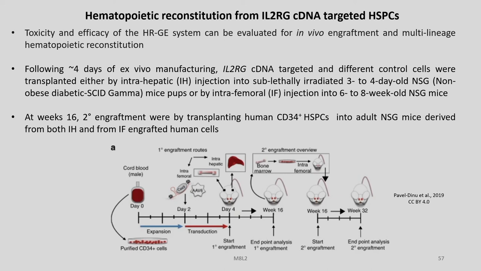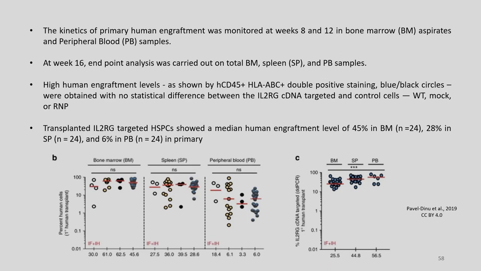At week number 16, which is the endpoint analysis of primary engraftment. Secondary engraftment was done by transplanting human CD34 plus HSC species into adult NSG mice, derived from both IH and IF engrafted human cells. The kinetics of primary human engraftment was monitored at week number 8 and 12 in bone marrow aspirates and peripheral blood samples. At week 16, endpoint analysis was carried out on total bone marrow, spleen and peripheral blood samples.